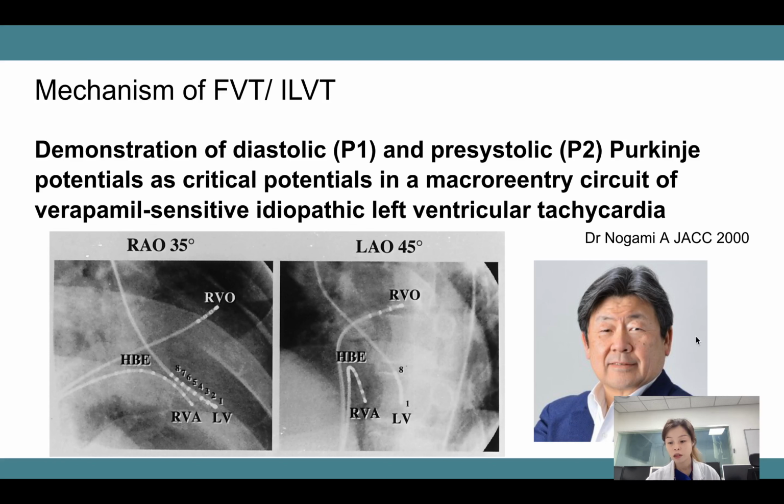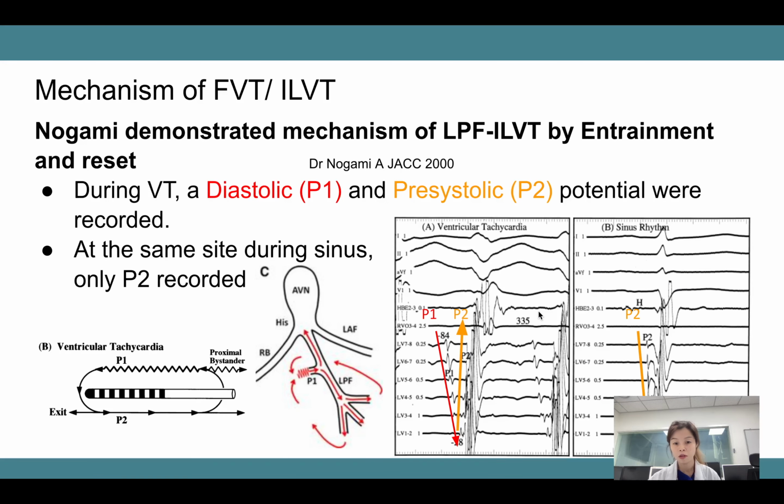In year 2000, Dr. Nogami first demonstrated the mechanism of left fascicular VT by entrainment and reset maneuver. In his paper, he demonstrated that there was a diastolic P1 and a pre-systolic P2 potential before the QRS complex, traveling in reverse direction during ventricular tachycardia. But only P2 signal can be recorded during sinus rhythm, like in our case.